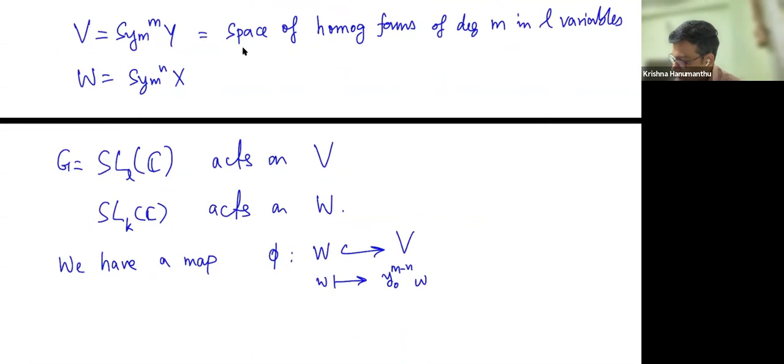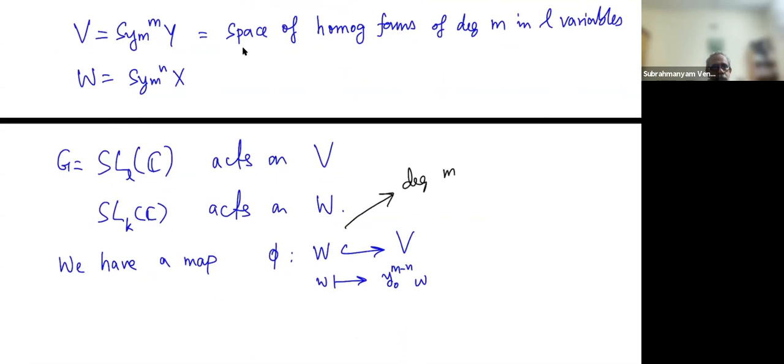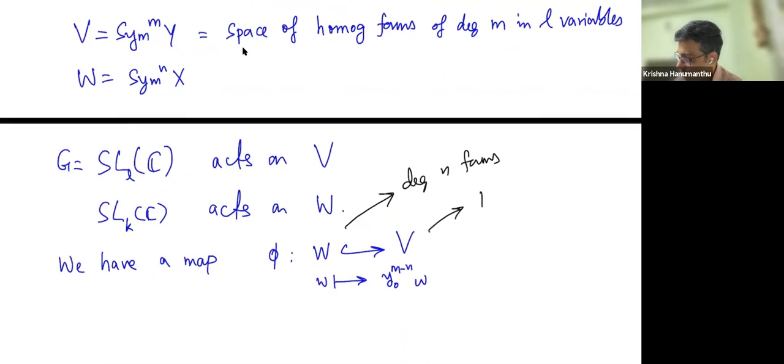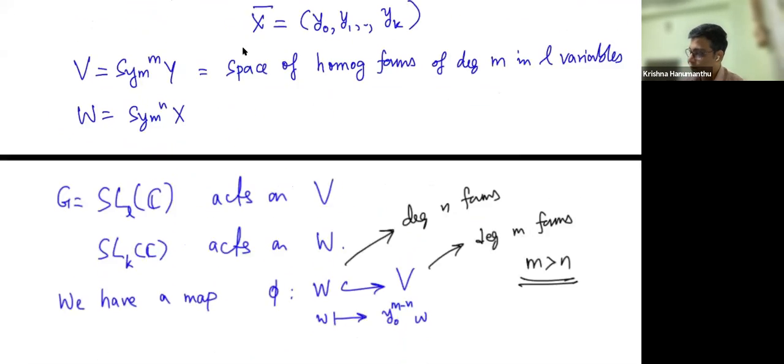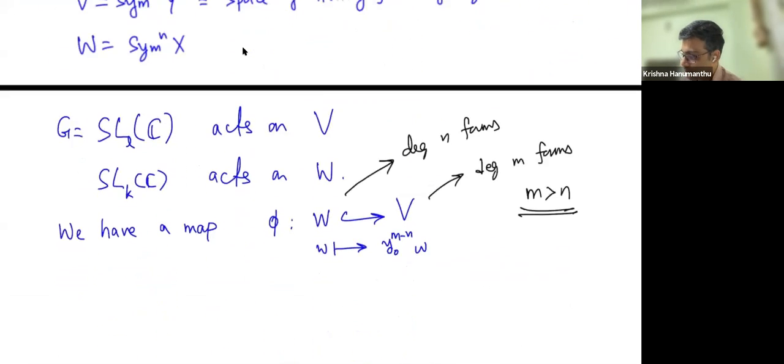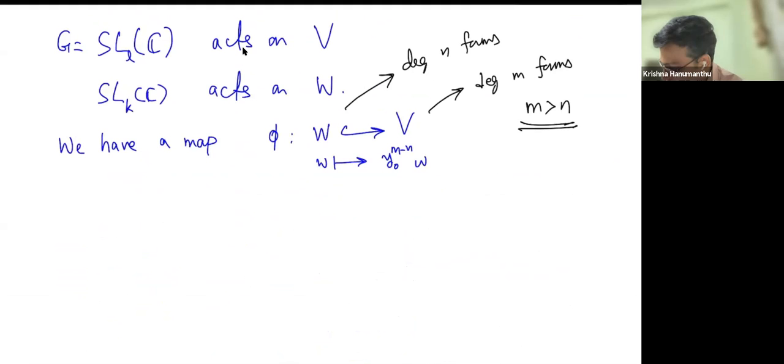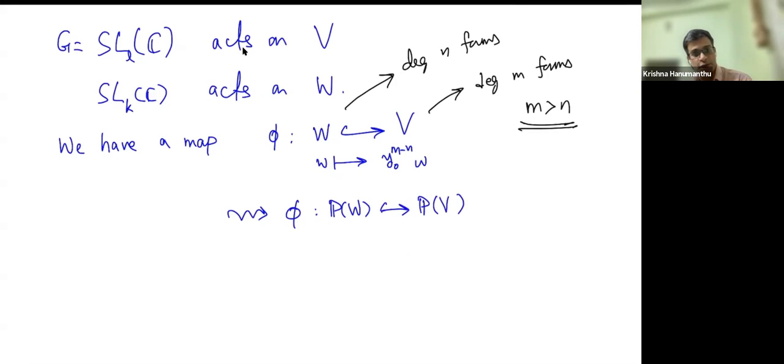So these are degree m and n forms. These are degree m forms, and m is bigger than n. So this induces a map from PW to PV, also an embedding, the projective space.